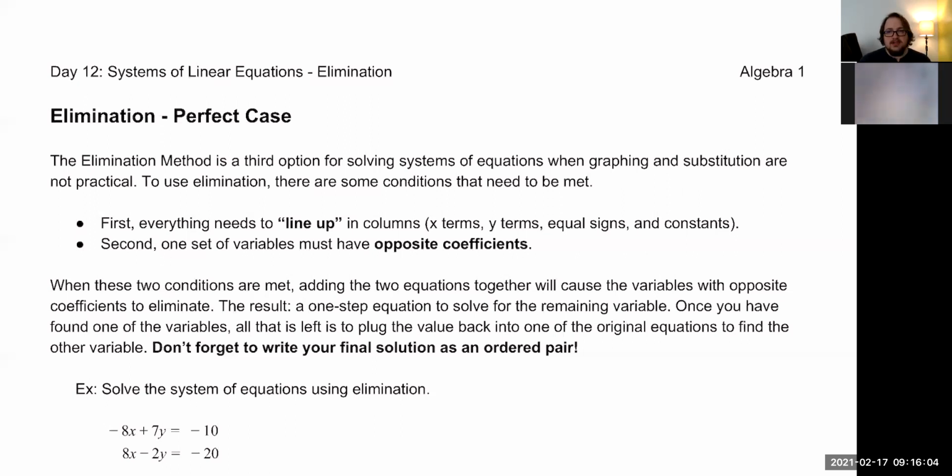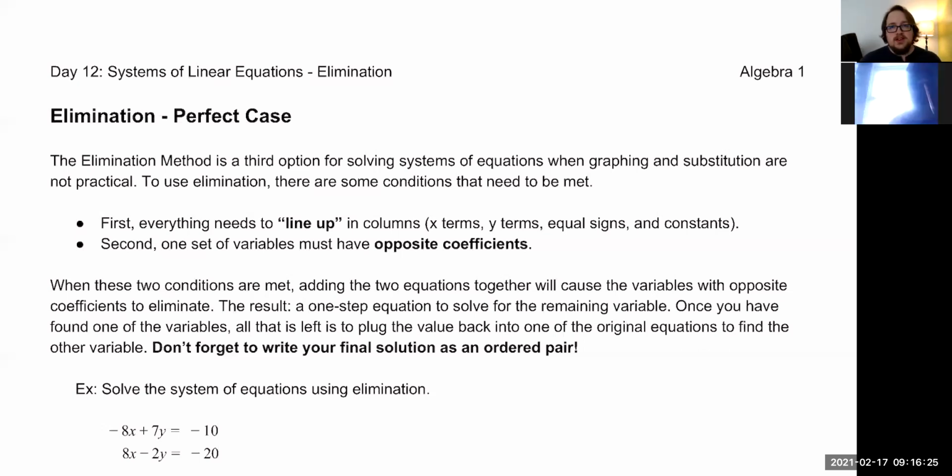And what I mean by a true statement is something like 5 equals 5. Well, of course, 5 equals 5, it is the same number. On the flip side, if we ended up with a false statement like 5 equals 8, of course, 5 doesn't equal 8, therefore it's false. A false statement means that there was no solution for that system.